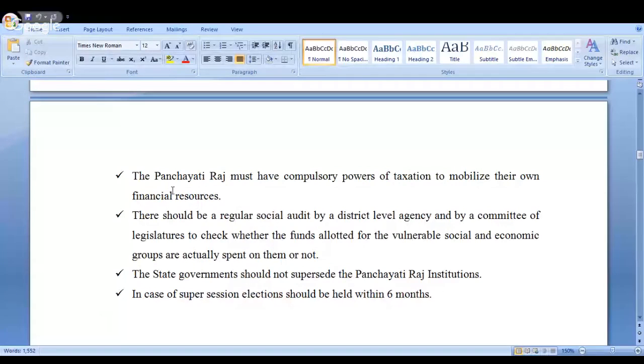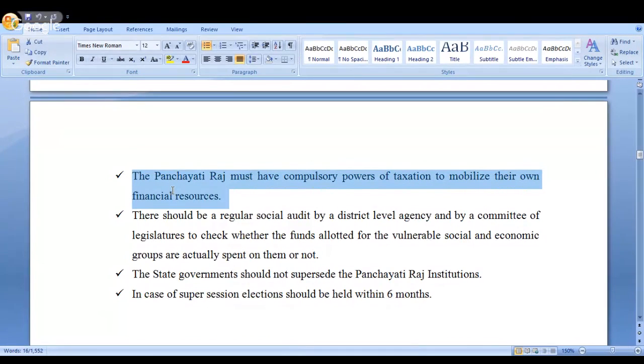Next one. Another recommendation given by Ashok Mehta is that the Panchayati Raj must have compulsory powers of taxation to mobilize their financial resources. Please read this point once. The Panchayati Raj must have compulsory powers of taxation to mobilize their own financial resources. What is the meaning of this? So this is another fantastic recommendation given by the Ashok Mehta Committee.